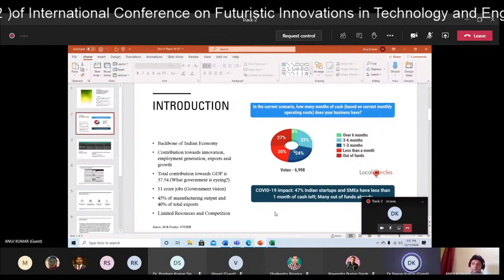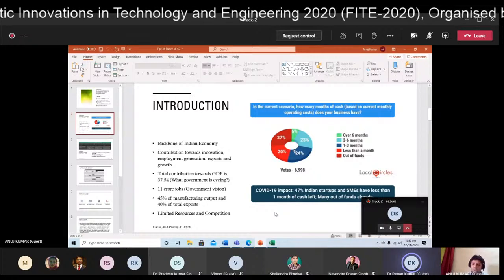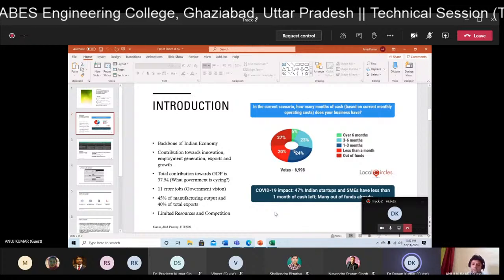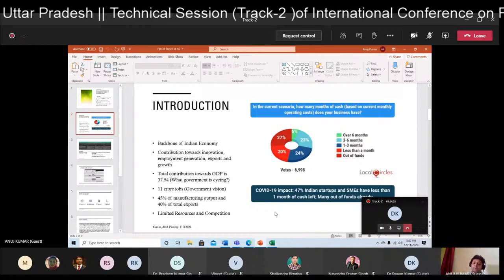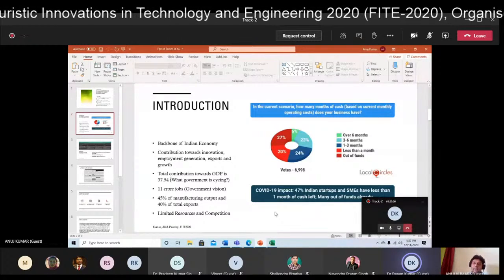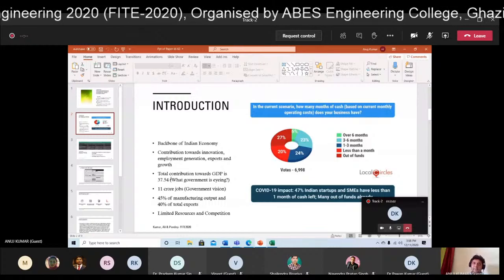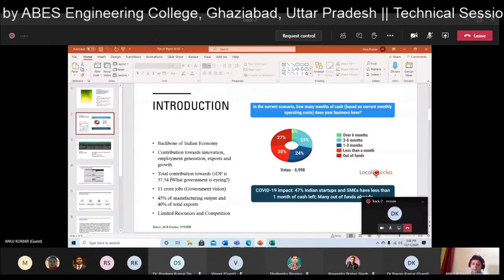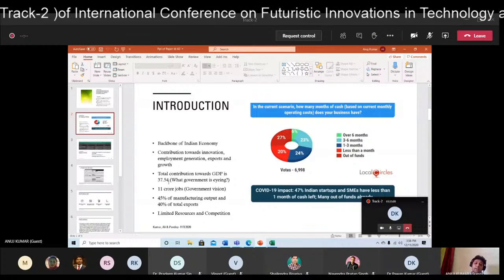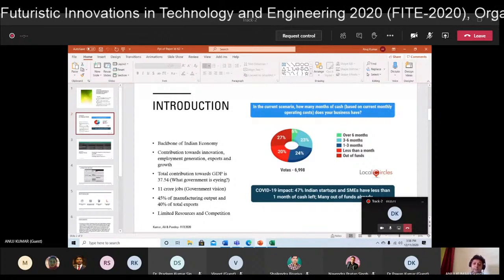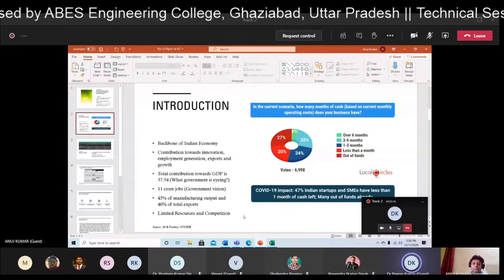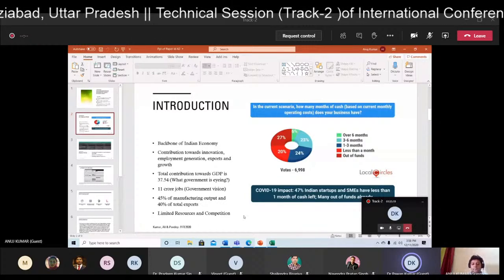Also, you are saying that the total contribution towards GDP is 37.54%. This is for SMEs? Yes, this is SMEs' contribution. How did you calculate this contribution? This contribution has been taken from the government-generated report, the MSME website, the annual report of the Indian government. They are talking about this in their report, and they also mention 11 crore jobs, 45% of manufacturing, 40% of total exports. Okay, this is from government sites. Yes. Okay, that can be reliable.